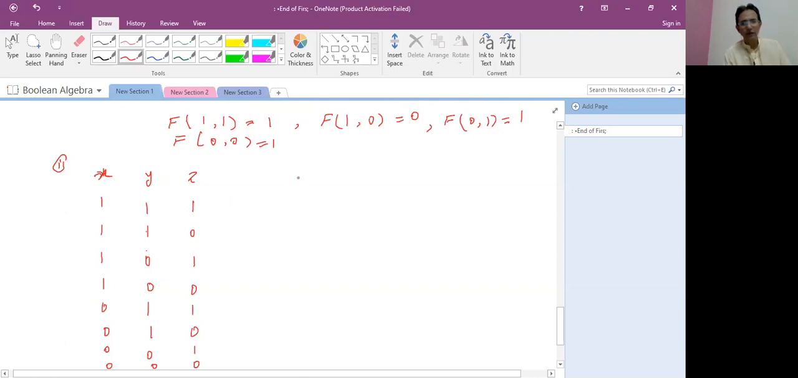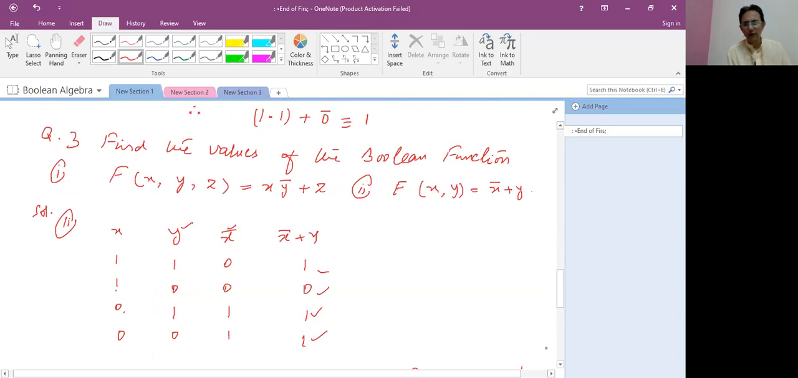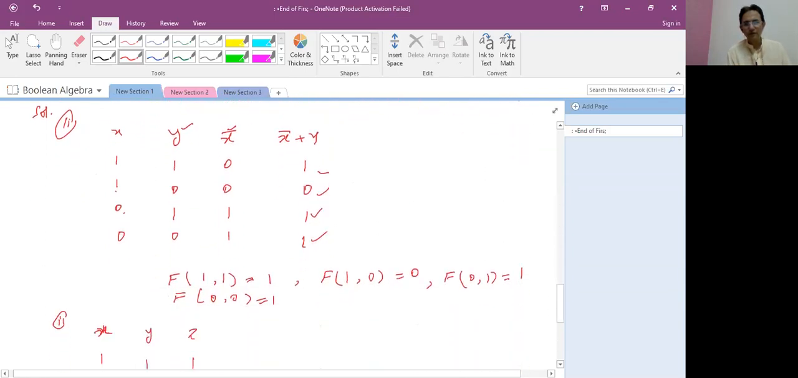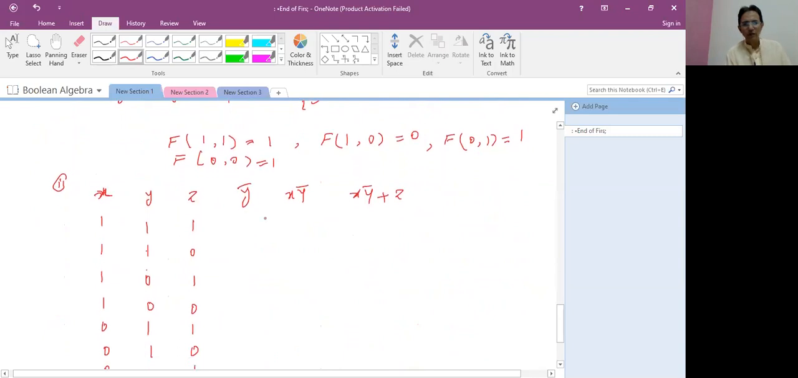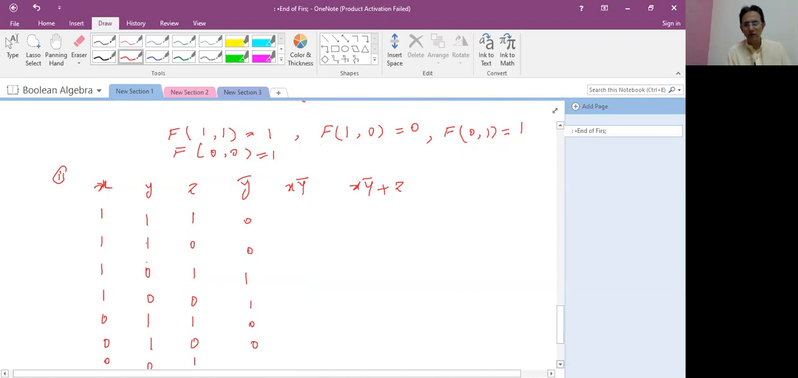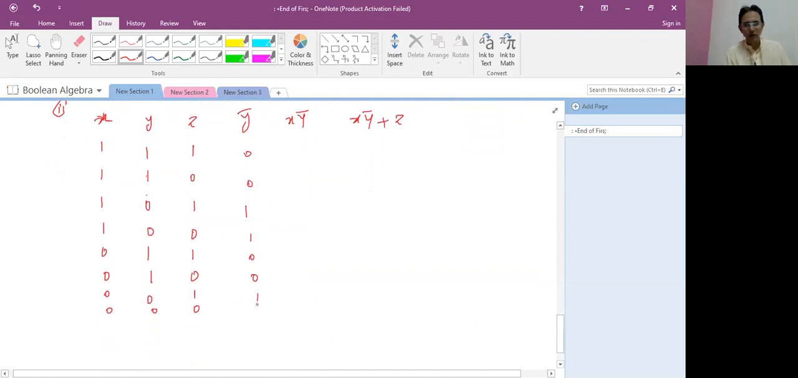Now first, we find y complement, then x y complement plus z. First we will find the y complement, then we multiply by x, and in the last column x y complement plus z. So we make three further columns. Y complement means the complement of 1 is 0, so it is 0, 0, 1, 1, 0, 0, 1, 1.